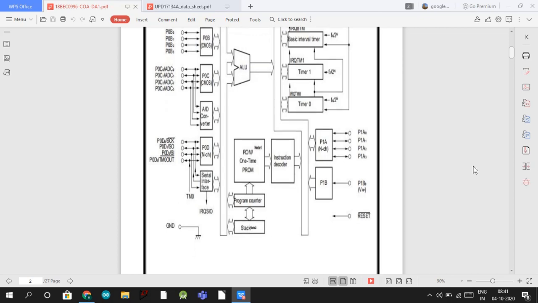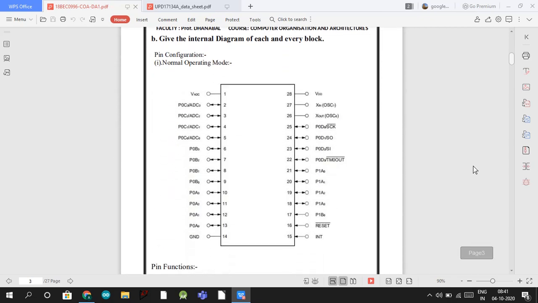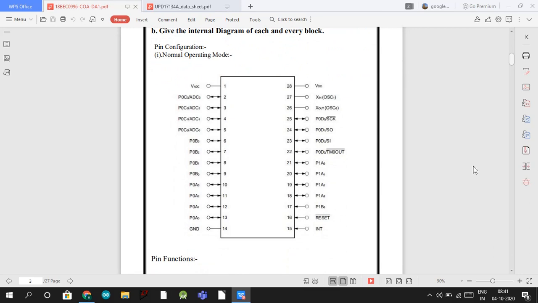Let's see the pin configuration of the UPD17134A. This is the pin configuration. As I already said, the UPD17134A has 28 pins. Here the first pin is connected with the analog to digital converter, and pins 2 to 5 are connected with P0C, the input and output port. Pins 6 to 9 are connected to P0B, the input output port, and pins 10 to 13 are connected to P0B input output ports. Pin 14 is connected with ground, 15 is connected with the interrupt, and 16 is connected with the reset pin.